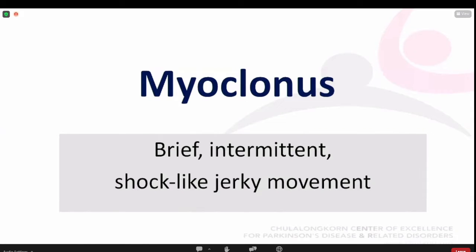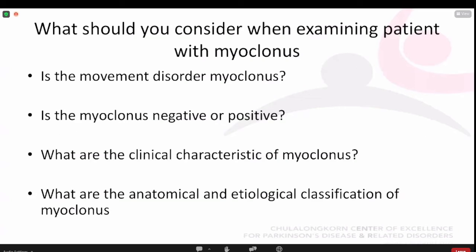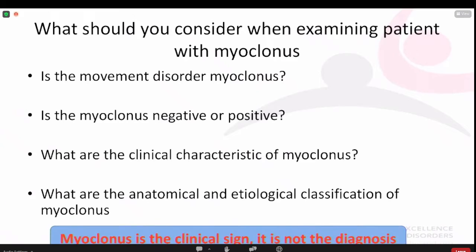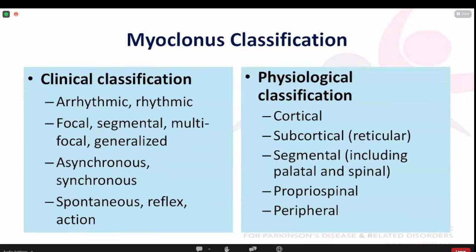Okay, let's move to myoclonus, which is a brief, intermittent, shock-like and jerk-like movement. You have to identify whether this is true myoclonus, and whether the myoclonus is negative or positive. And what are the clinical characteristics of the myoclonus, and the anatomy and etiology? You have to keep in mind that myoclonus is a clinical sign, not a diagnosis. Again, I would like to recap the clinical classification and physiological classification.